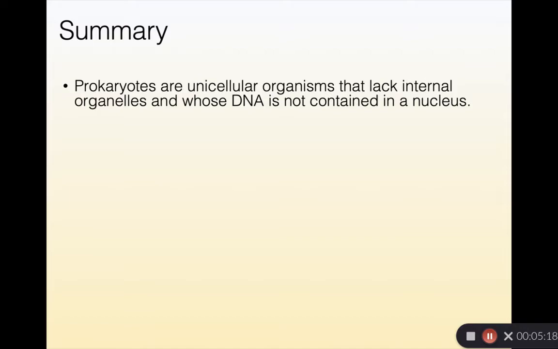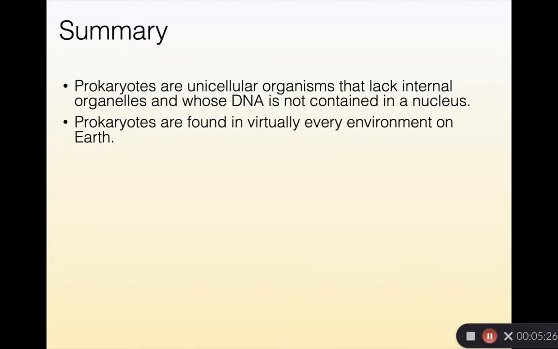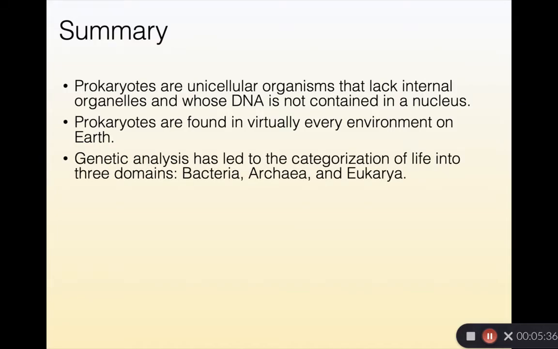unicellular organisms. They lack those internal organelles, and the DNA is not contained by a nucleus. Prokaryotes are found in virtually every environment on Earth, and that was really exemplified by this last lecture, looking at those extremophiles living in adverse environments. And ultimately, in terms of placing us on the genetic tree, the genetic analysis of the categorization of life can really be divided into these three domains: bacteria, archaea, and eukarya. And we're going to be starting to dive into eukarya with plants in our next lecture.